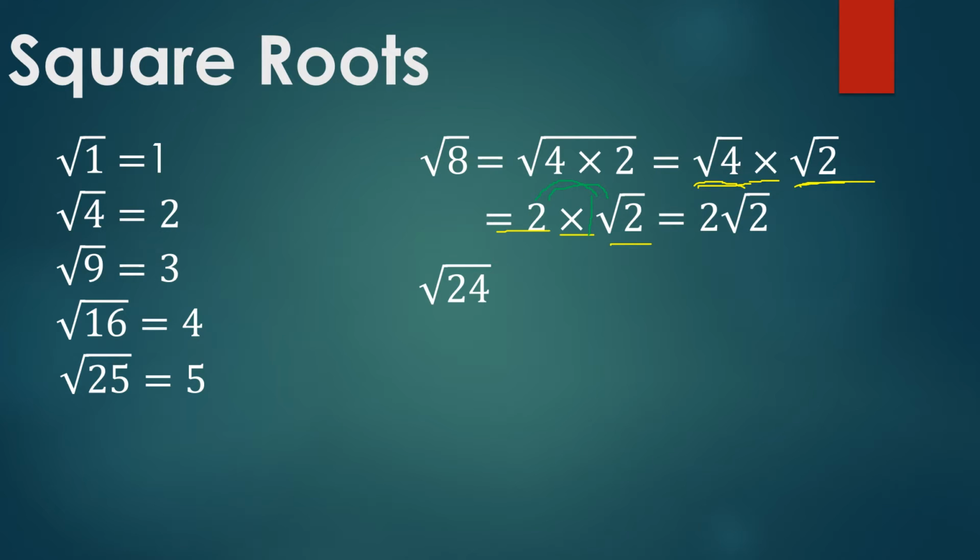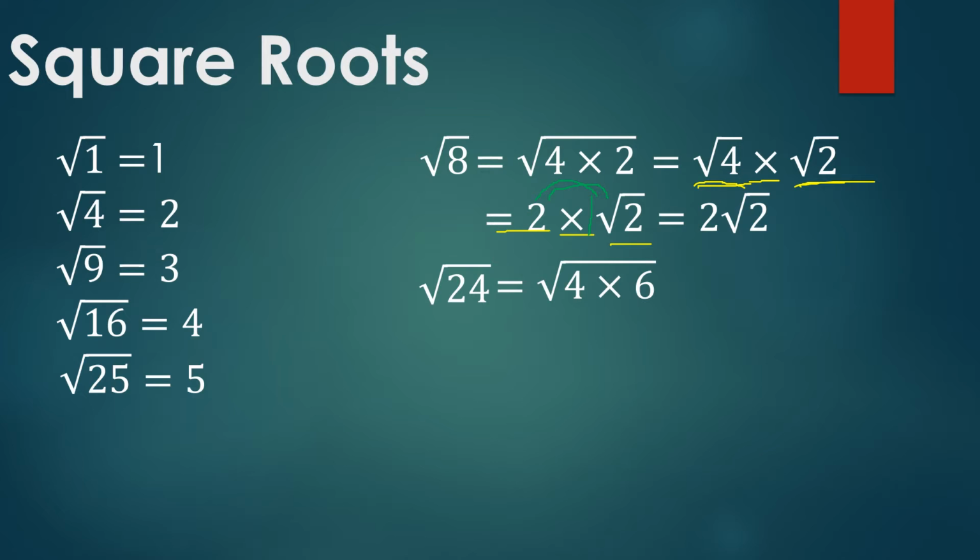4 times 6, si 4 pwedeng kunin ang square root niya. That's why we are going to write square root of 24 as the product of 4 and 6. Square root of 4 times 6.